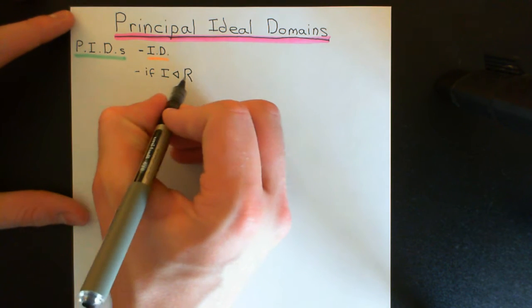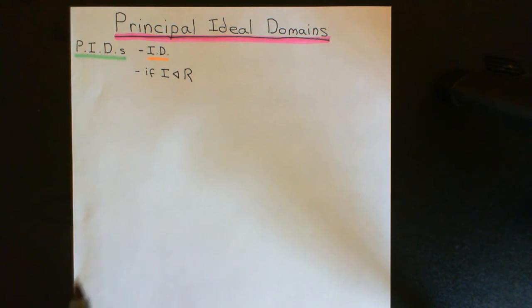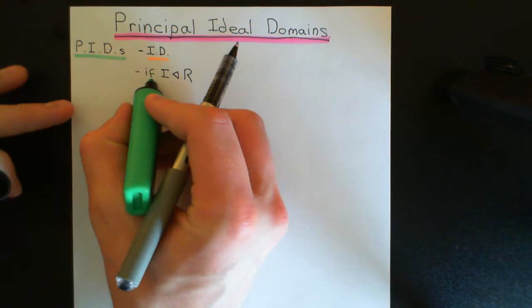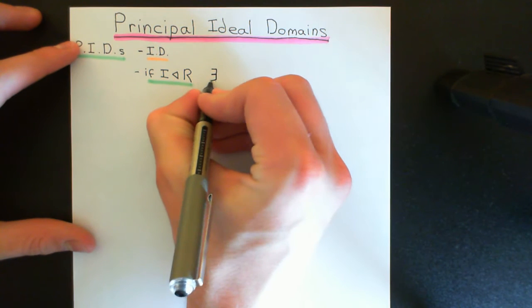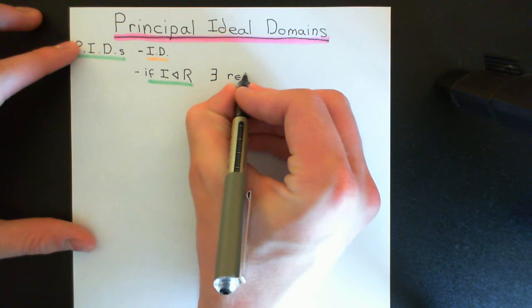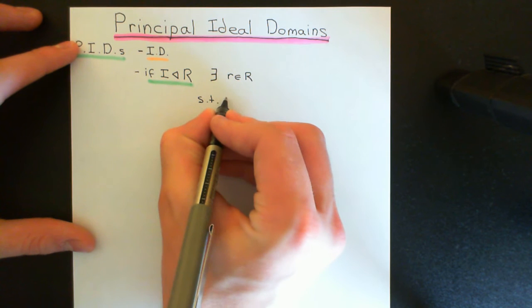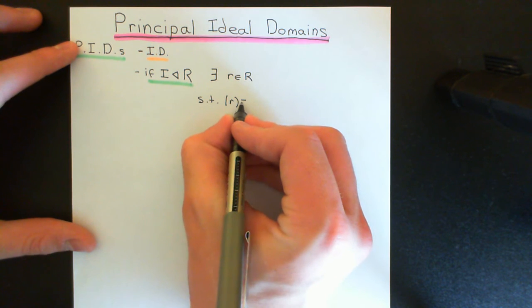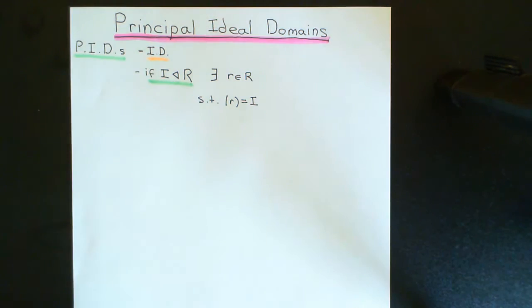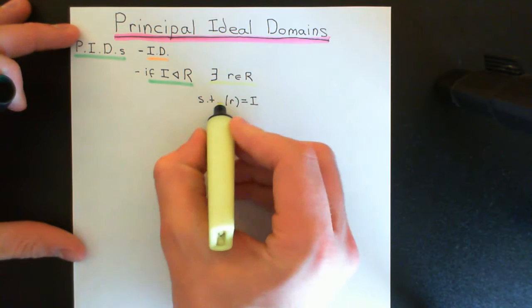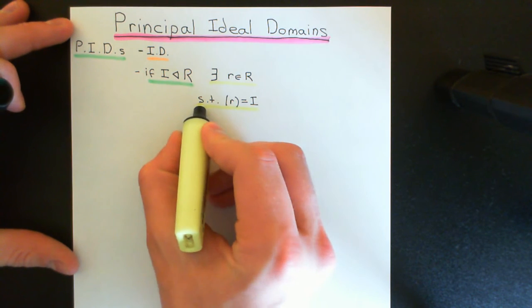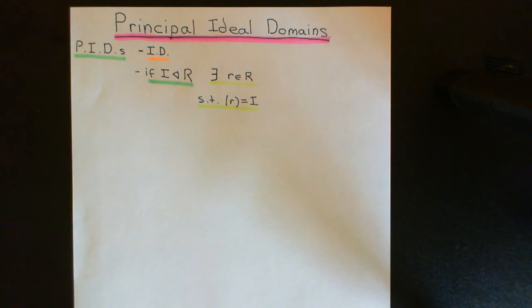At the moment it's an integral domain, but now the new criterion that it must obey is that if I is an ideal of R, then I must be a principal ideal. So there must exist a little r which is an element of capital R, such that the principal ideal generated by r is equal to I. All ideals in a principal ideal domain must be principal ideals. There must exist some element of the principal ideal domain which, if you construct its principal ideal, will give you that ideal. There are no ideals that are not of this form. That is what a principal ideal domain is.